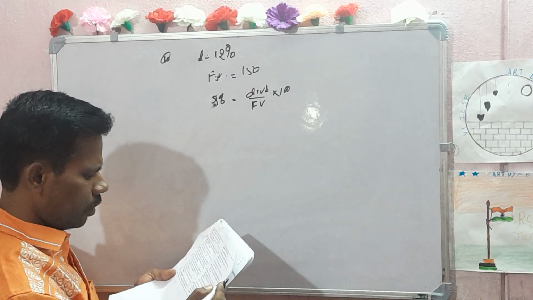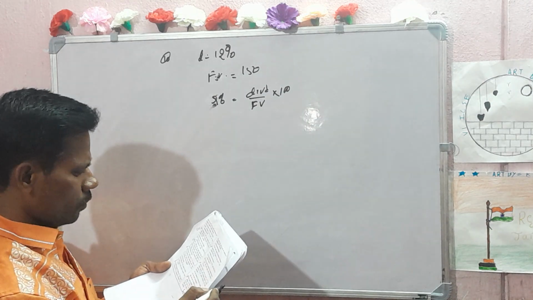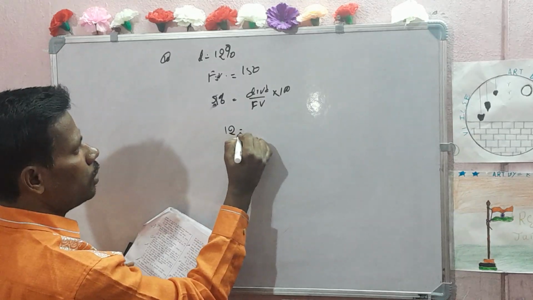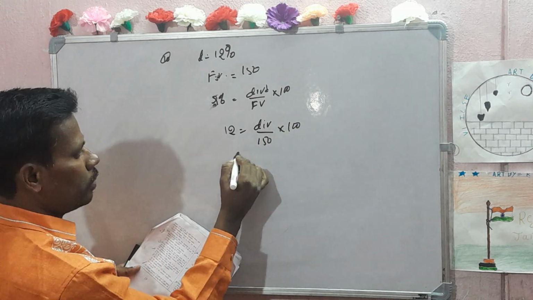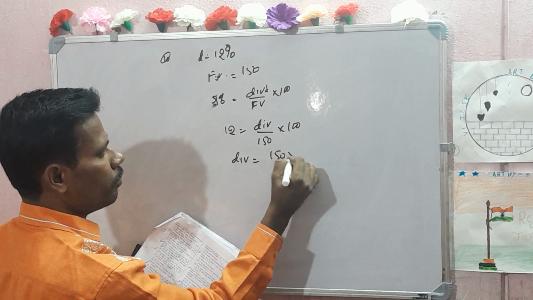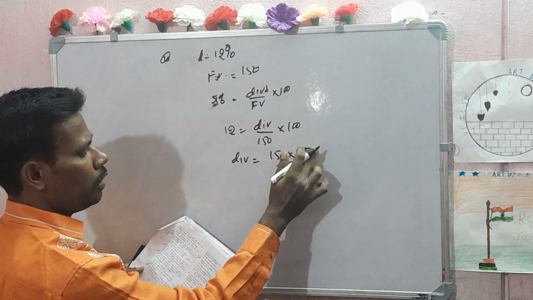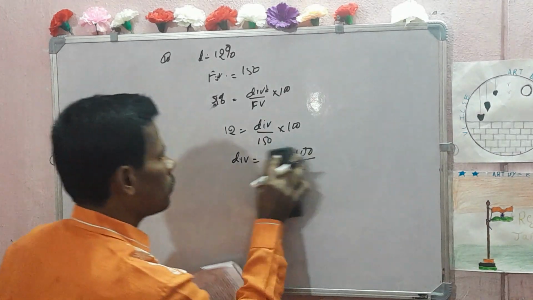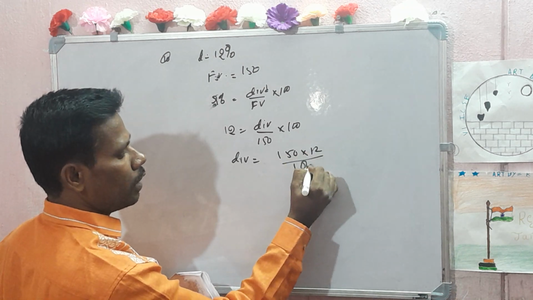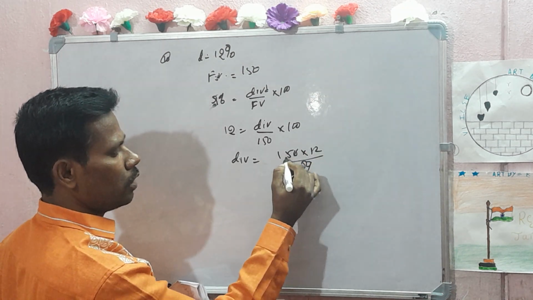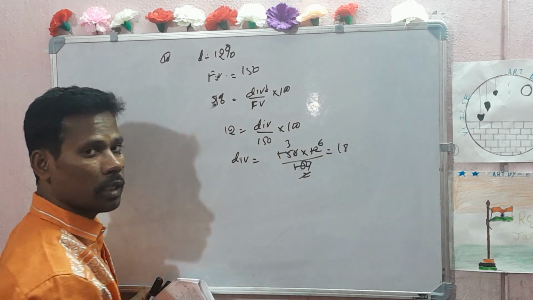Rate percentage is already given. What is that? 12. A dividend of 12% means 12 is equal to dividend, which we don't know, by face value 150 into 100. From this calculate the dividend. Dividend is equal to 150 into 12 by 100. Zeros cancel. 5 2s are 10, 5 3s are 15, 6 3s are 18. Dividend is 18 per share.